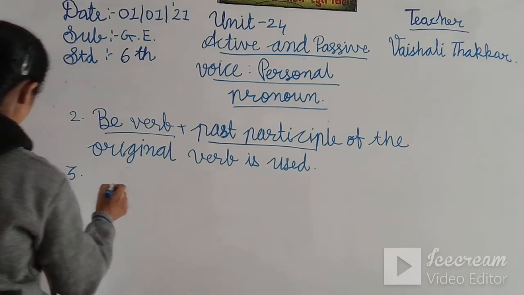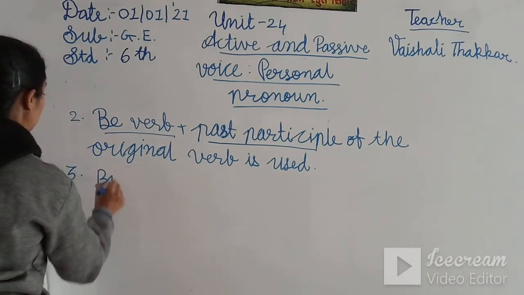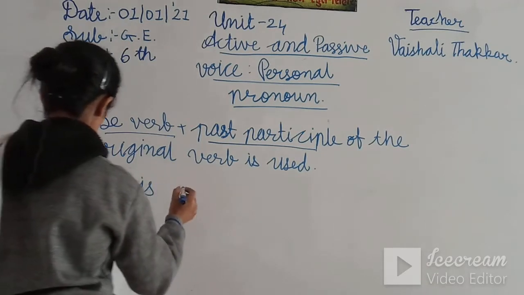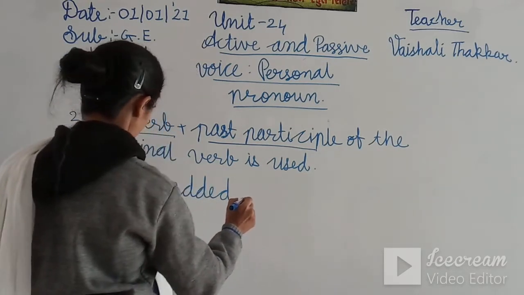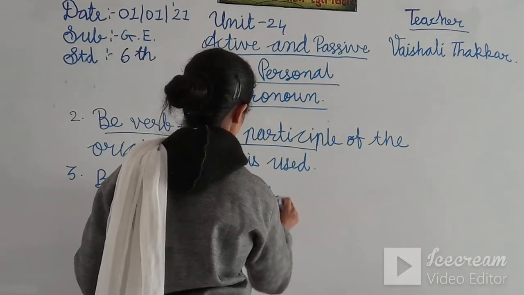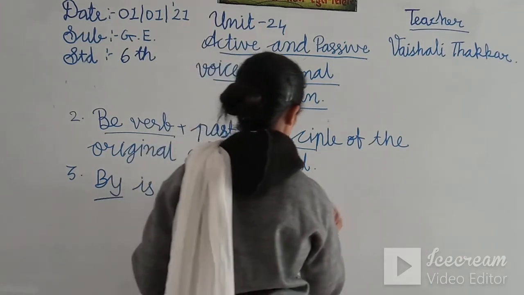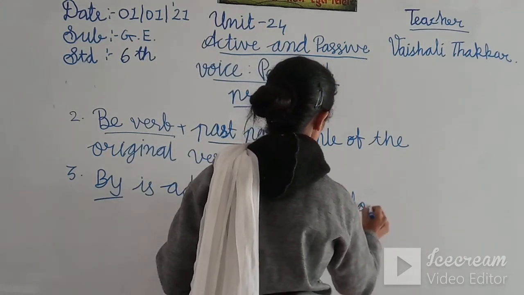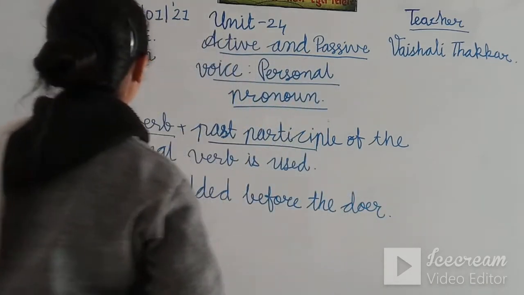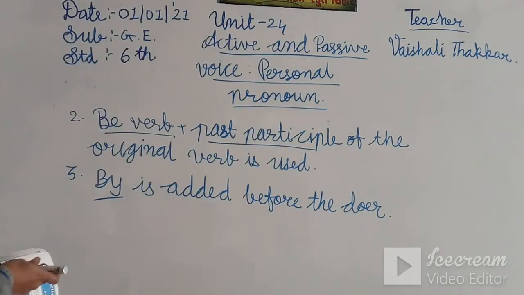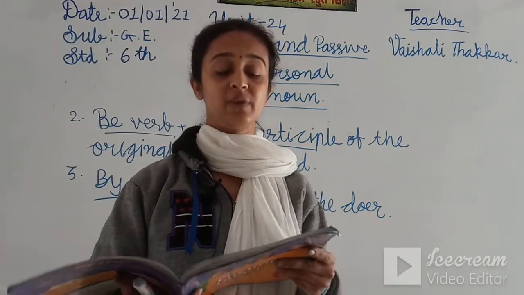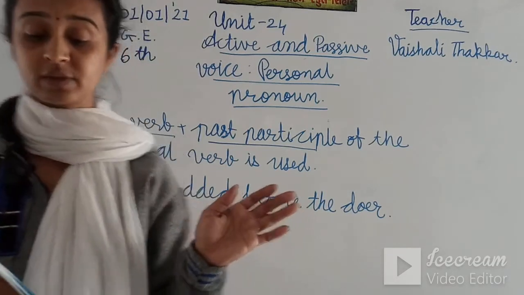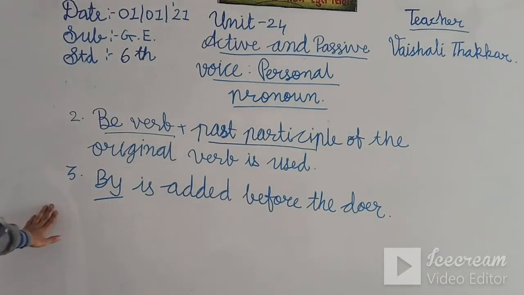Third one is by is added before the doer. Be verb plus past participle of the original verb is used and by is added before the doer when we convert it from active to passive. Please note down these two points in your notebook.